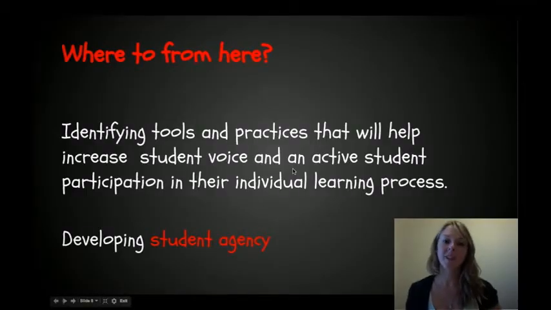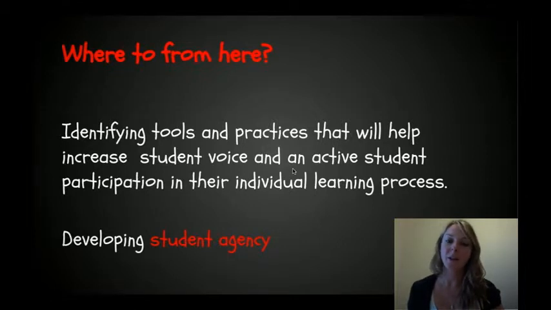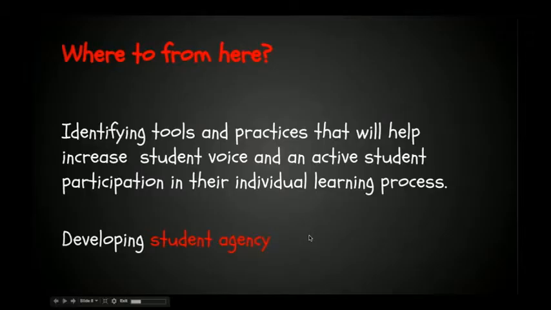So where to from here? Firstly, I need to identify tools and practices that will help to increase student voice and an active student participation in their individual learning process. I need to develop some student agency. So using digital and collaborative tools to develop student agency.